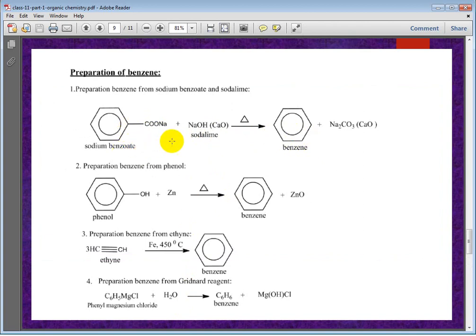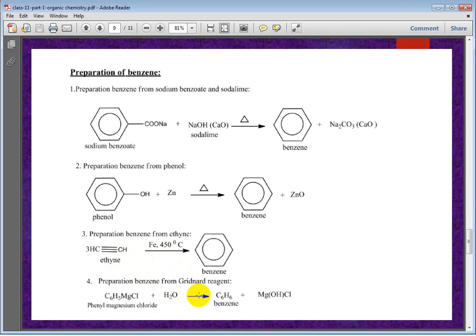If sodium benzoate and soda lime are heated, benzene is formed. If phenol is heated in the presence of zinc dust, benzene is formed. If ethane gas is passed at 450 degrees through a hot iron tube, benzene is formed.